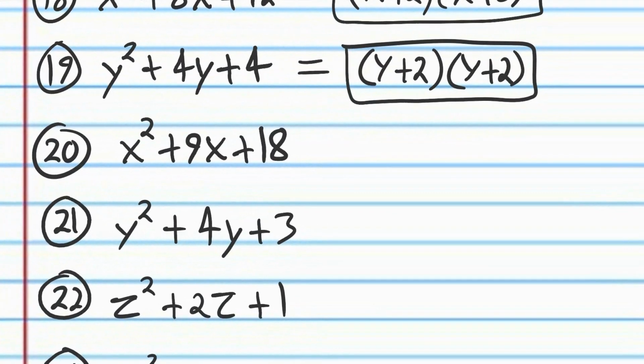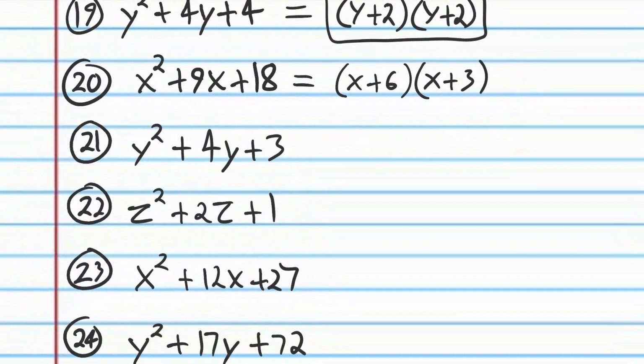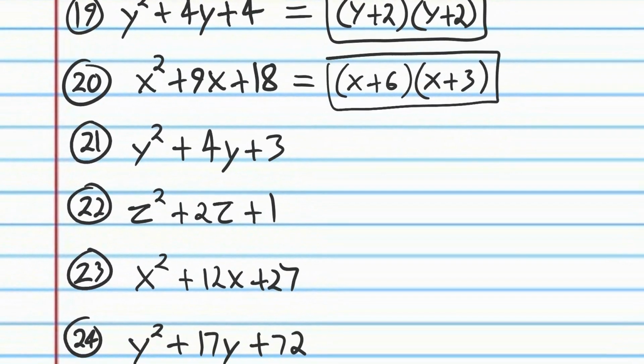All right, so try number 20. When you come back, we'll do it together. All right, we're back. So it's going to be 6 and 3. So if you got that answer, good job. Now try 21, and when you come back, we'll do it together.